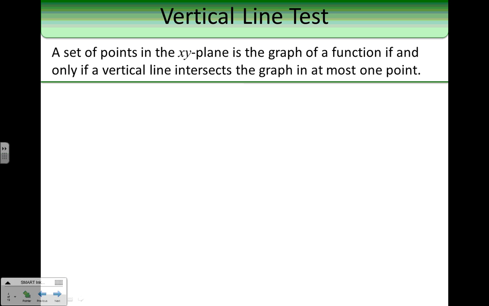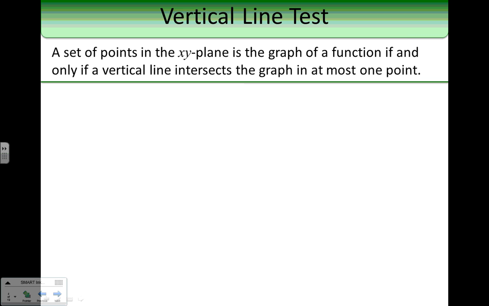All right, we're going to start by talking about the vertical line test, which I'm sure some or all of you have heard before. Just as a refresher, a set of points in the xy plane is the graph of a function if and only if a vertical line intersects the graph in at most one point. Remember, the definition of a function means for every input, there is only one output. Anytime you input something into a function, you should only have one output as a result.